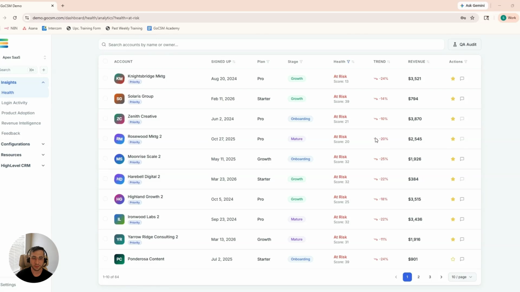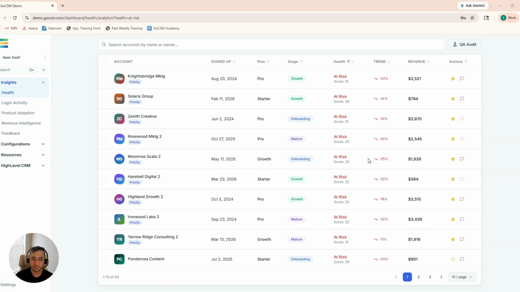And the other time that you get to escalate to a director level position is when your intervention doesn't work. So this means you've reached out, you did a training call, you helped them activate whatever they needed to activate. And then 2 to 3 weeks later, the account is still sitting in the at risk category.